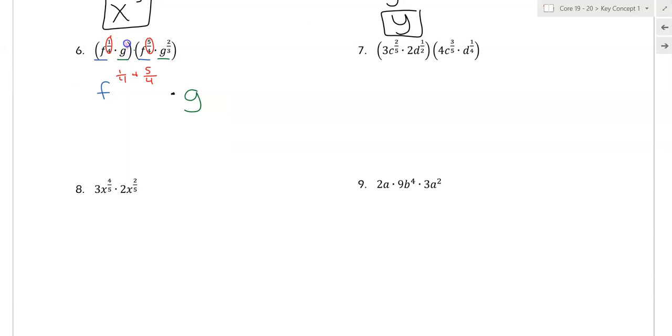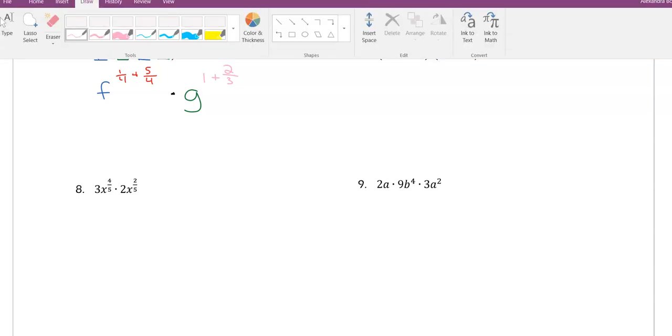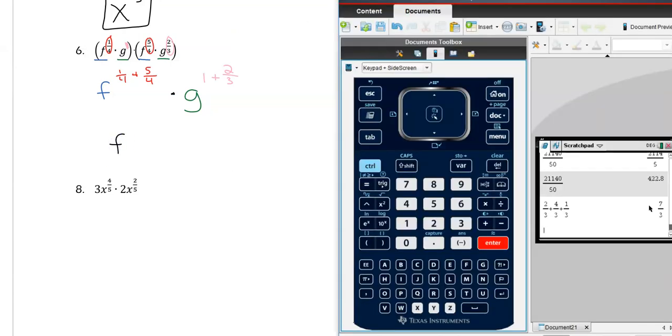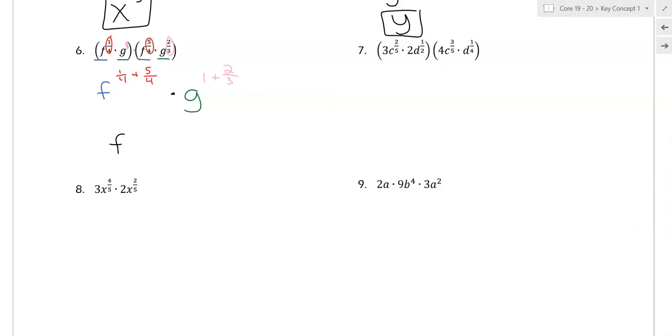Now, like I was saying, this has an exponent of 1. You have to be very careful that you remember that that exponent is there. Plus 2/3. So then this is f to the 1/4 plus 5/4. Again, 1 divided by 4 plus 5 divided by 4. Okay. And that's 3/2. Your answer should be a fraction.